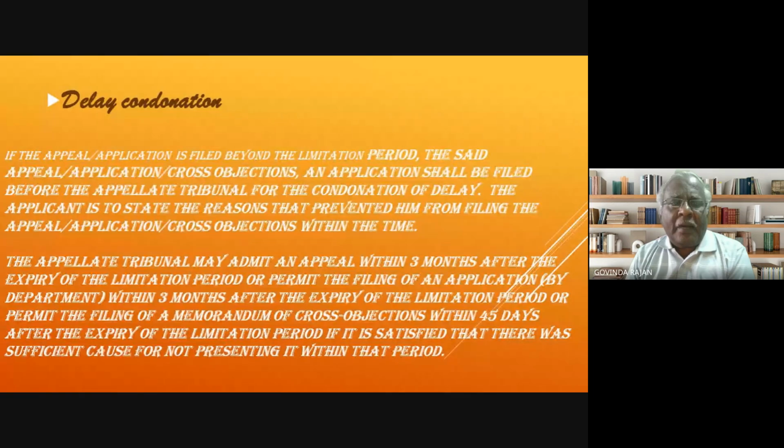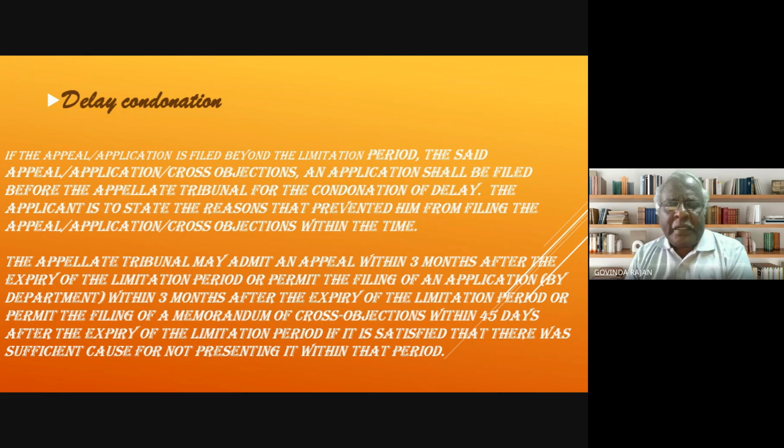If the appeal or application is filed beyond the limitation period, the said appeal, application or cross objection shall be filed before the appellate tribunal for condonation of delay. The applicant is to state the reasons that prevented him from filing the appeal, application or cross objection within the time. Sorry, I said condonation of delay lies with the registrar. The power of condonation of delay is only with the tribunal, not the registrar. If there is a delay, the registrar will put it before the tribunal to decide whether it may be condoned or not.